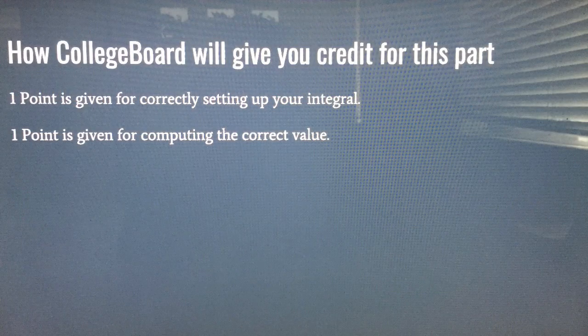1 point is given for correctly setting up your integral, and the other is for correctly calculating the value. So remember, even if you can plug it directly into your calculator, you still need to set up your integral.